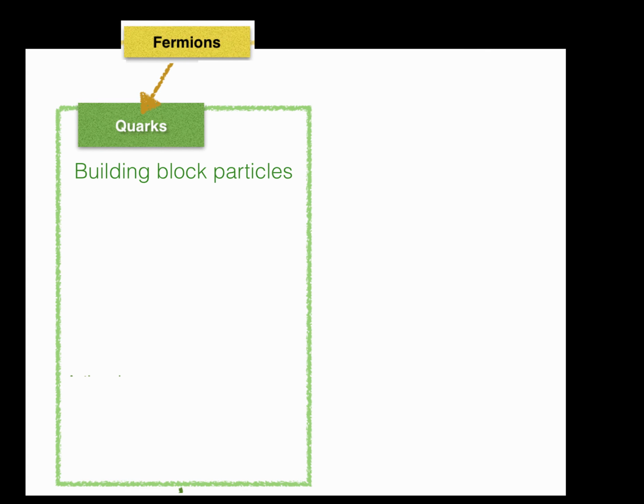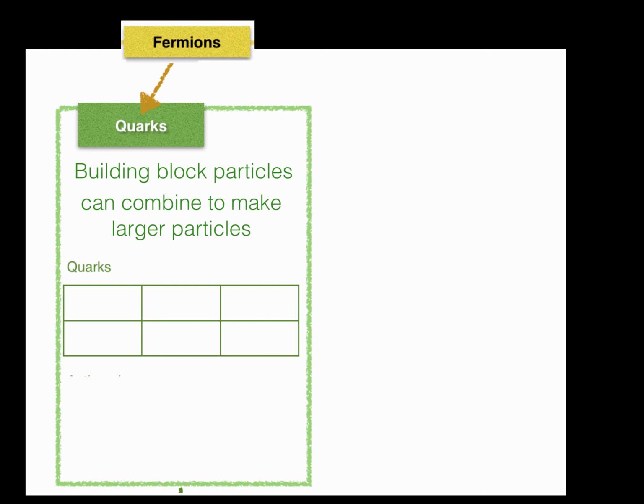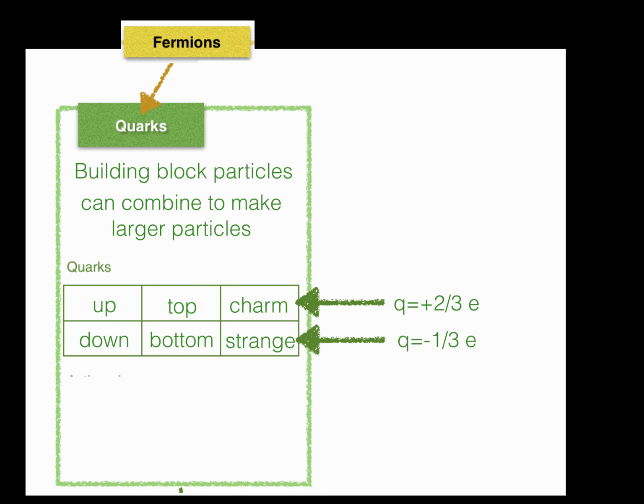Quarks are the building block particles. They can combine to make larger particles. There are 6 known quarks: the up quark, the down quark, top quark and bottom quark, charm quark, and strange quark. Up and down make most ordinary matter that you encounter on a day-to-day basis. The top row of this table have a charge of +2/3 the elementary charge. The bottom row has a charge of -1/3 the elementary charge.